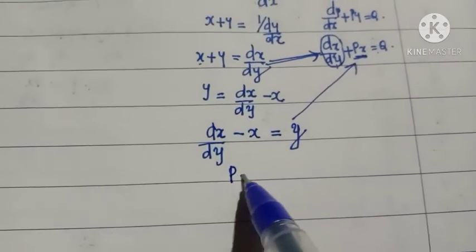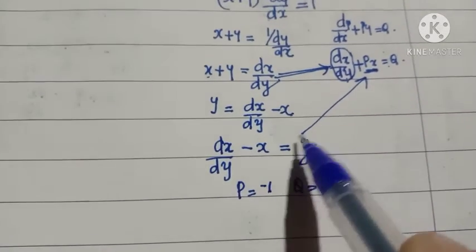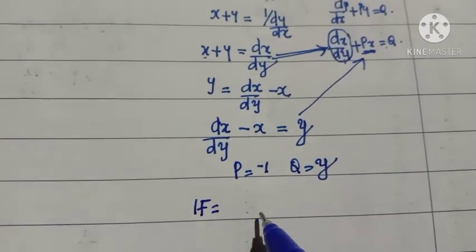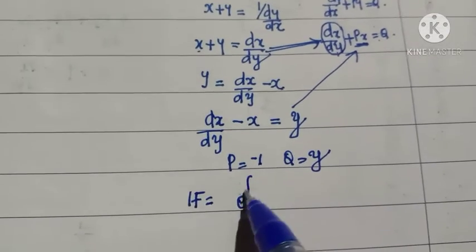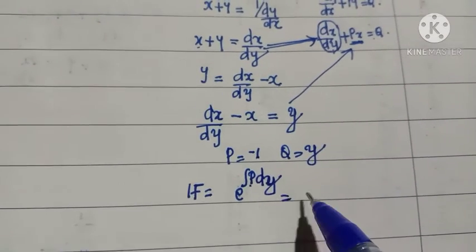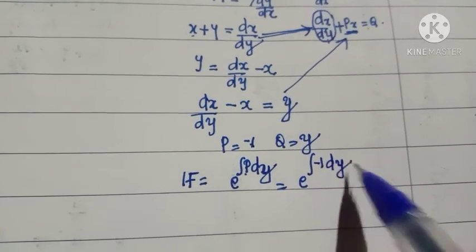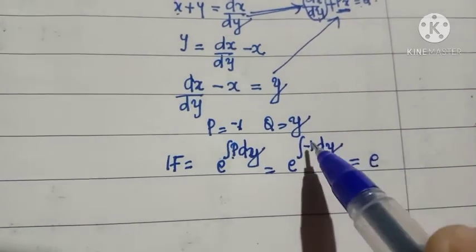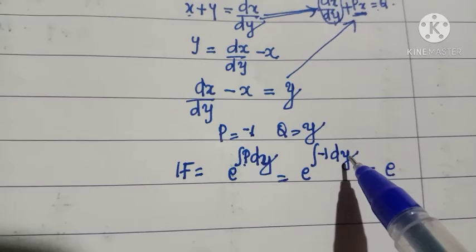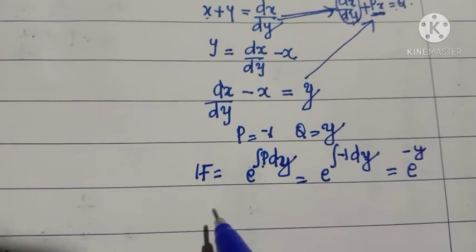Now compare these two equations. So P is equal to the coefficient of x, it is minus 1. Q is equal to y. Now find the integrating factor. In this case, the integrating factor is obtained by e raised to the integral of P dy. So it is e raised to the integral of minus 1 dy. That is e raised to minus 1, which is a constant, so the integral of 1 is y, because we are integrating with respect to y. So minus 1 gives minus y. So this is the integrating factor.